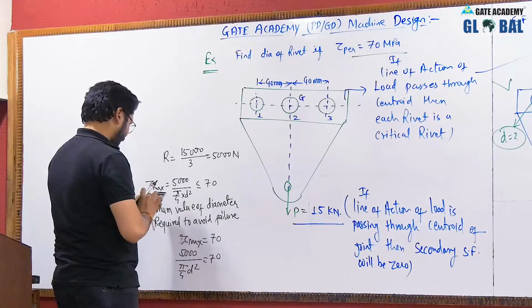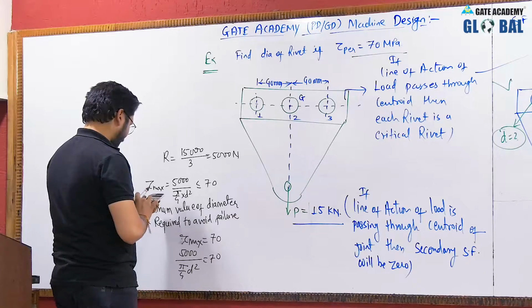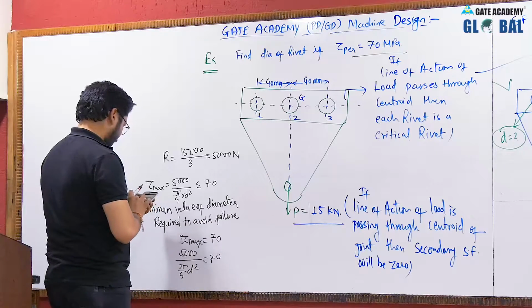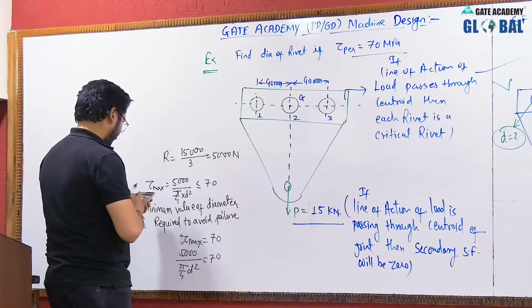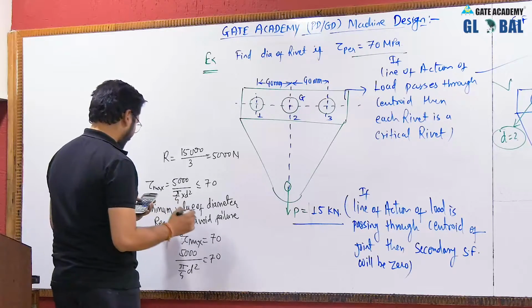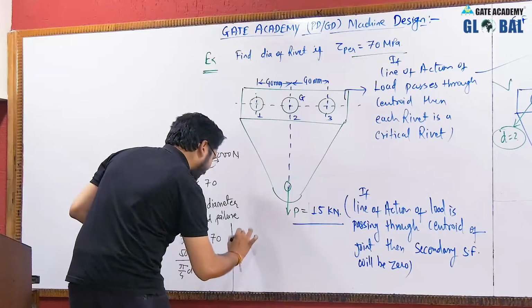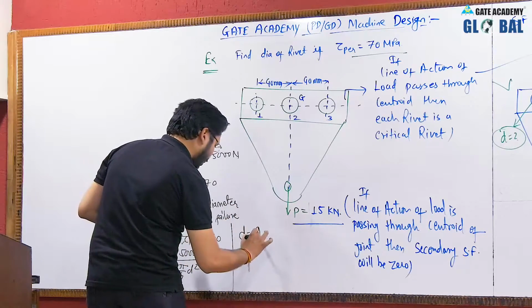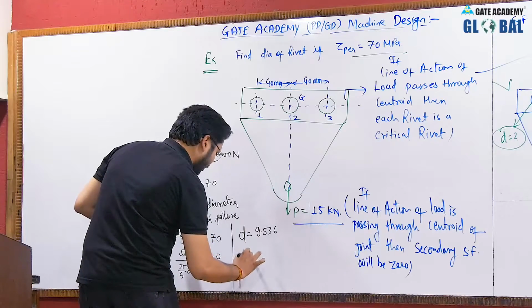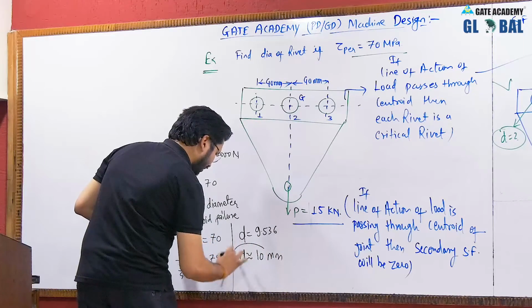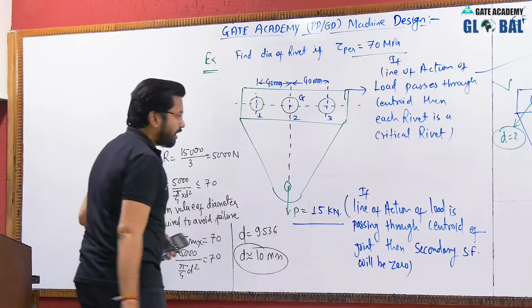So 5,000 divided by pi by 4 into d square, equate it with 70. So the diameter of the rivet to avoid failure should be 9.536, or you can write d should be almost equal to 10 mm. For safety this should be equal to 10 mm.